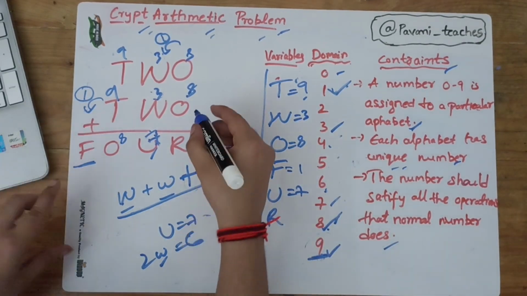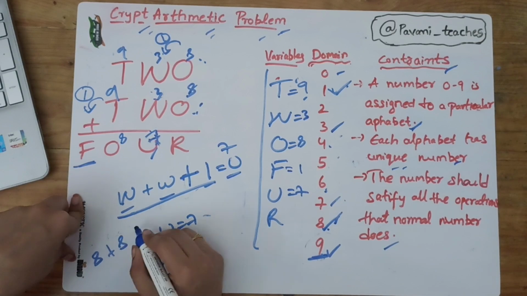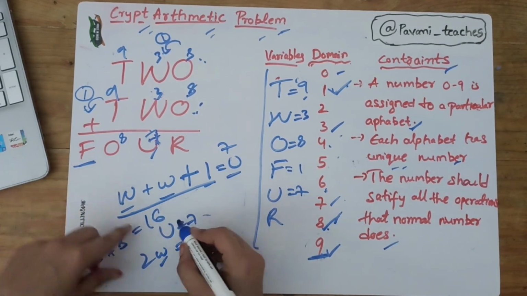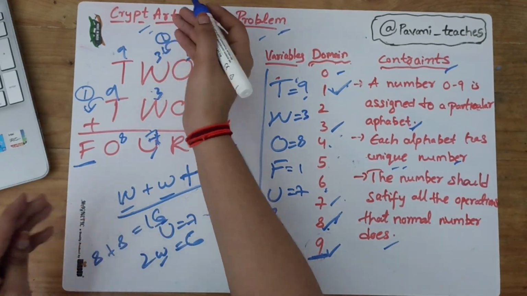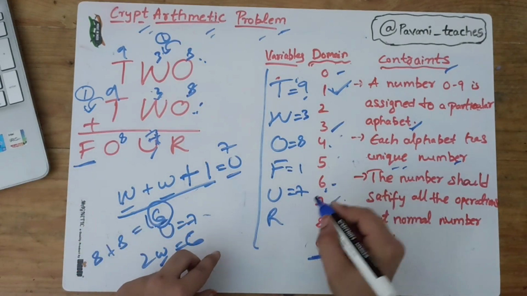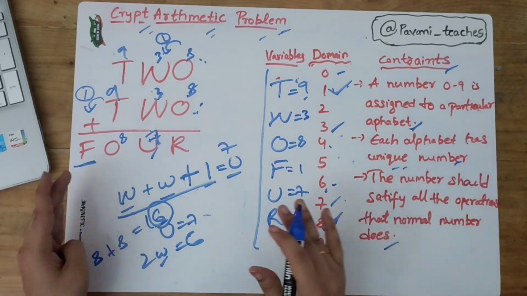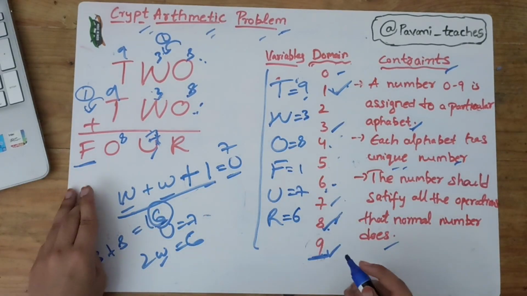Now you have to solve this directly. 8 plus 8 equal to 16. Here 1 is carried forward to the previous equation, so the left is 6, so you can write the value of R as 6. This is how you have to solve any crypt arithmetic problem.